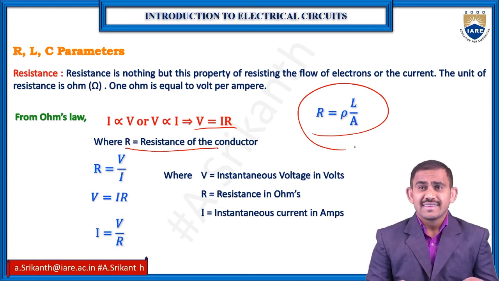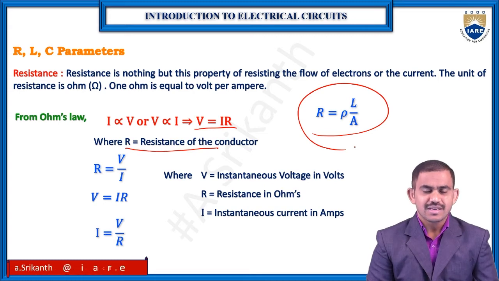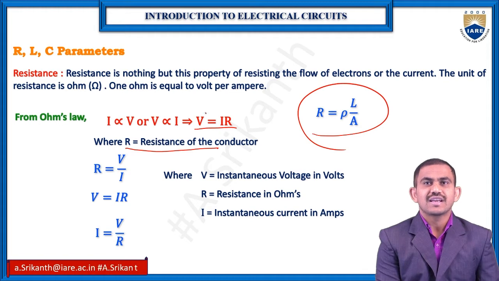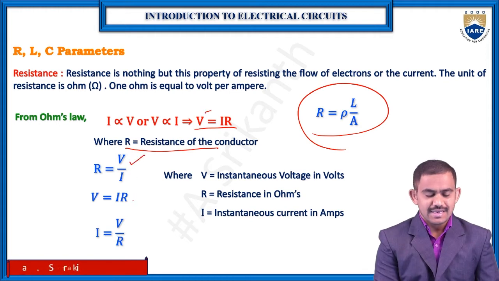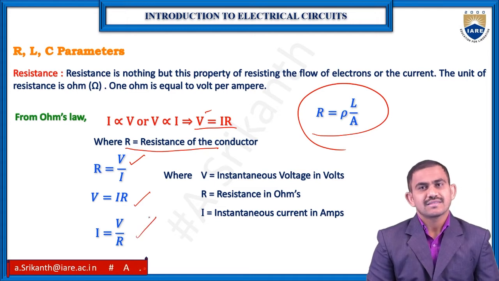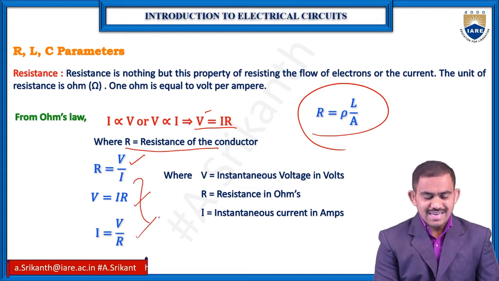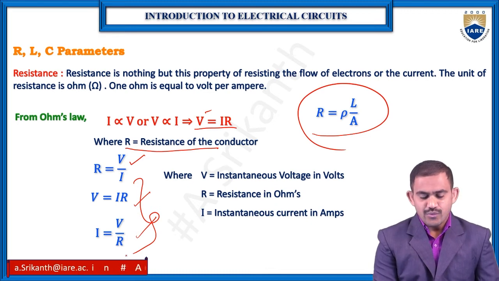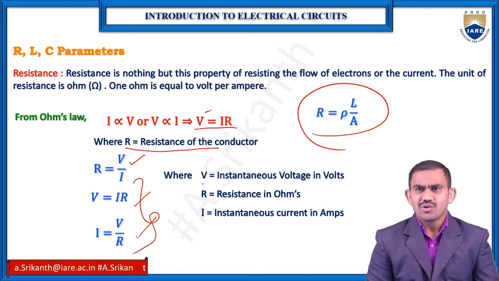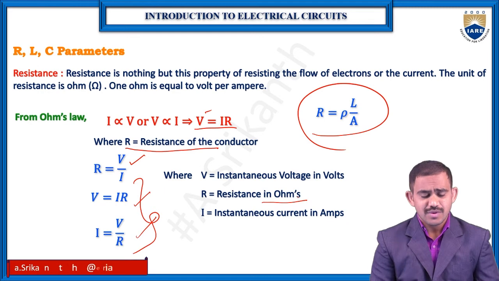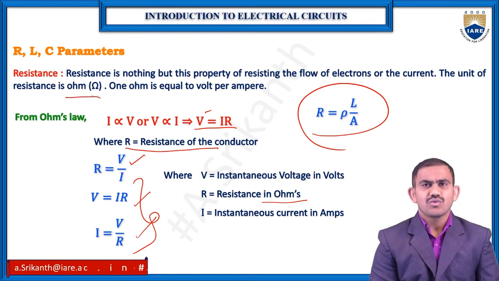Now moving to the current and voltage relationship. From this equation, R equals V by I, V equals I into R, and I equals V by R. So this is about the current and voltage relationship with respect to R. Here V is your voltage, R is your resistance, and I is your current. Just remember, the unit for resistance is ohms.